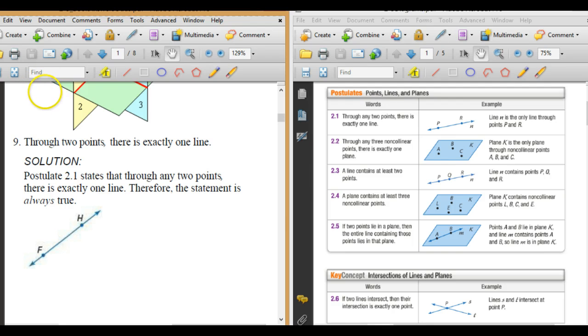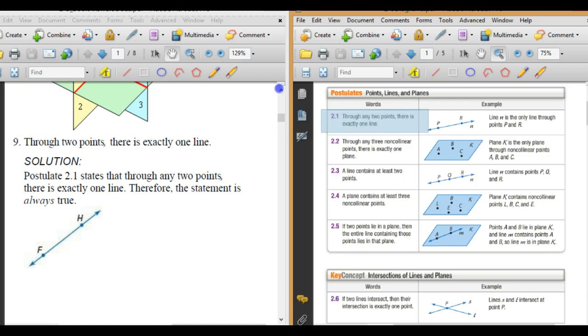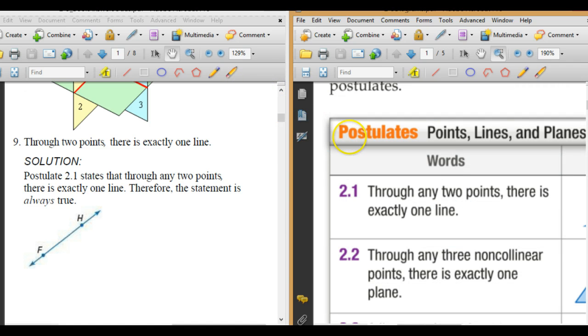Number 9 says through any 2 points there is exactly 1 line. So this statement would always be true, and the way that we can explain it is by using a postulate. Notice that postulate 2.1 says exactly that. Through any 2 points there is exactly 1 line. So postulate 2.1 states that through any 2 points there's exactly 1 line, therefore the statement is always true.